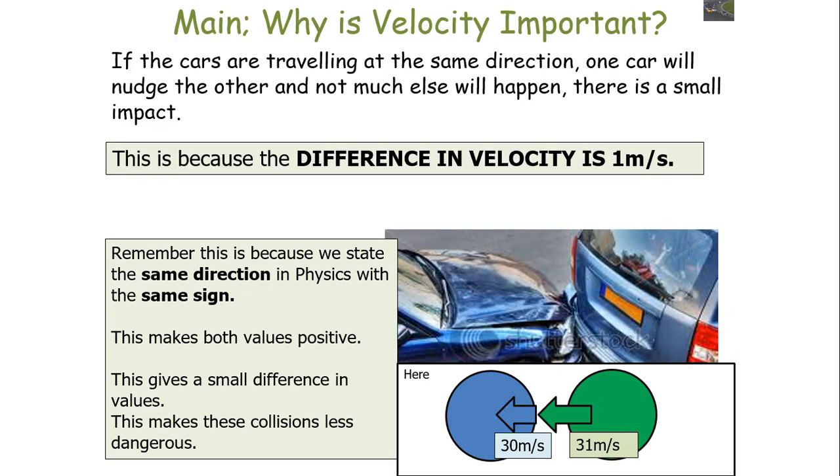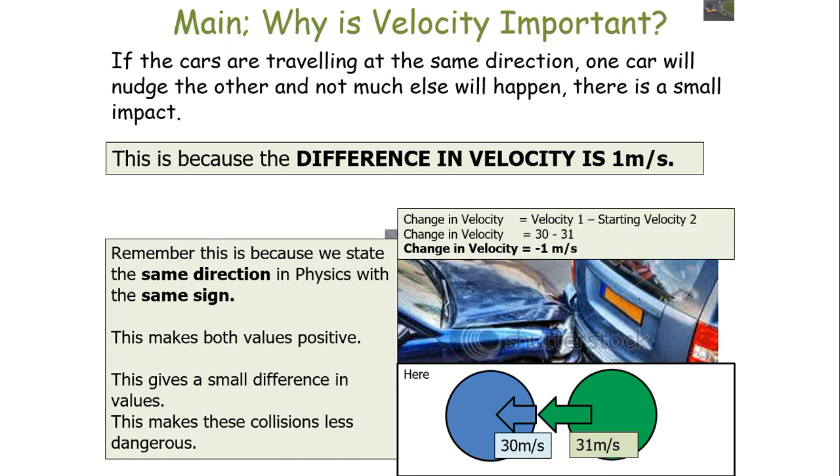But by contrast, if you now look at a crash where a car goes into the back of another car, bumper to front, they don't tend to be as bad. Well, why is that? Well, it's because both cars are travelling in the same direction. They've got to have the same sign. So let's say they're both positive. So now we've got 30 and 31. So what's the difference in velocity? Well, the difference is now 1. So actually that implies why these types of collisions are not as dangerous as head-on collisions, because there's a very small difference in velocity.